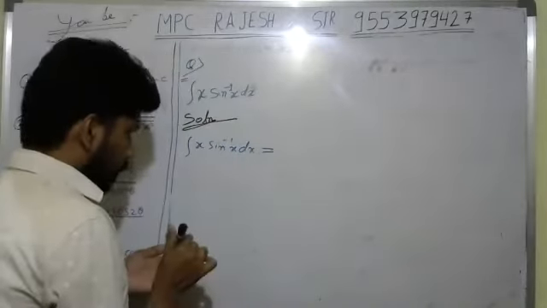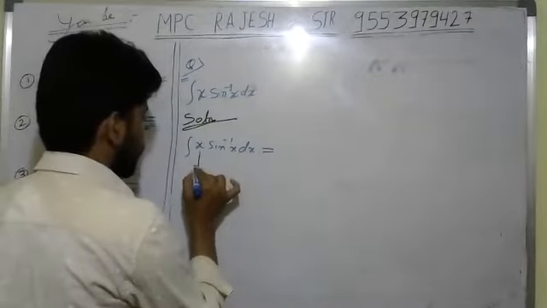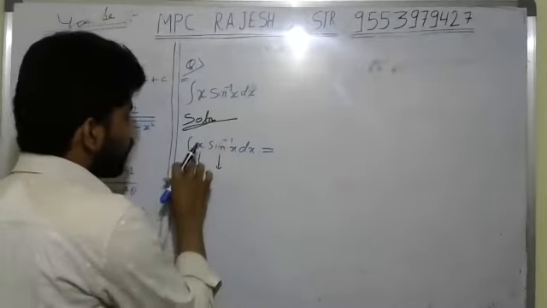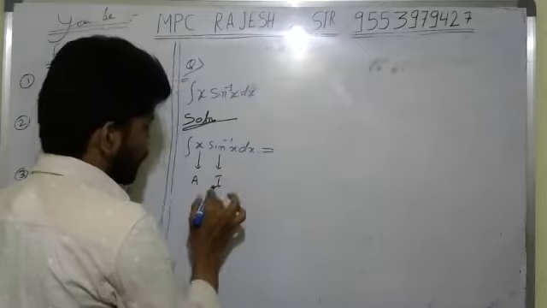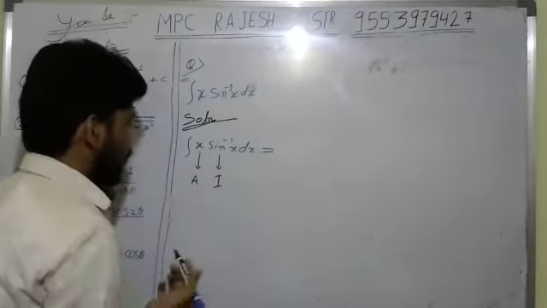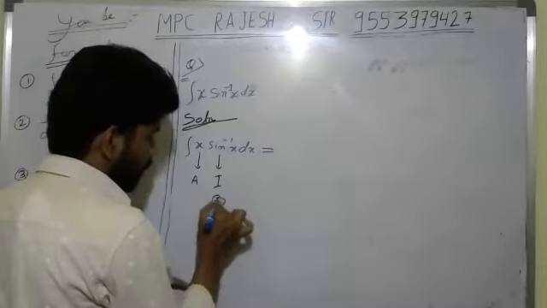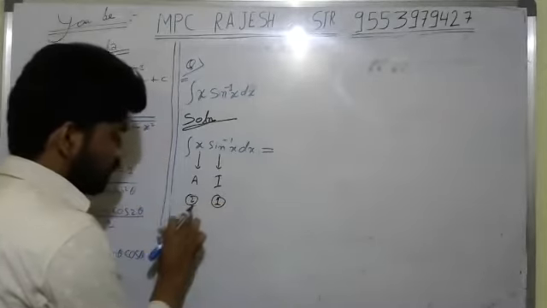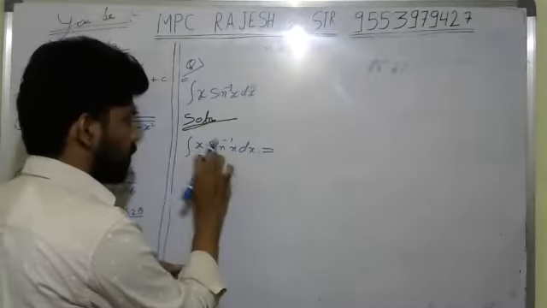Now tell me which is the first and which is the second function. This function is your algebraic, A. This is your inverse, I. So which is the first, which will be the second? I will come first, and A will come after it. So this is your first one and this is your second one. We will use the first concept for this.